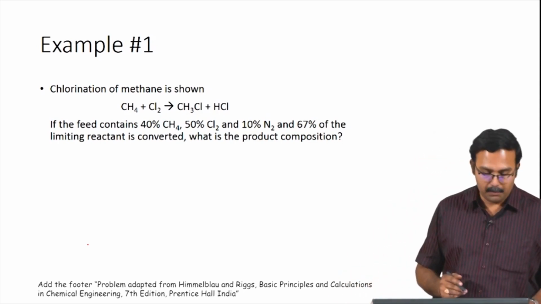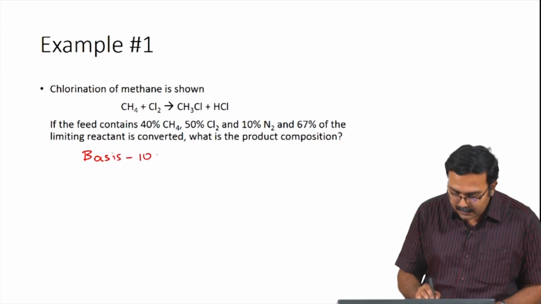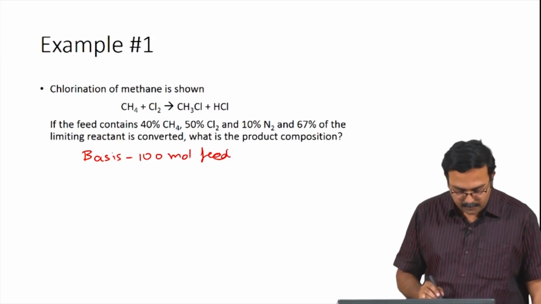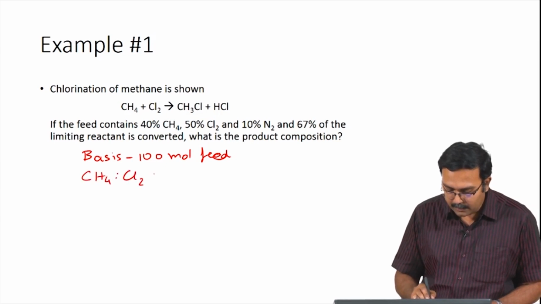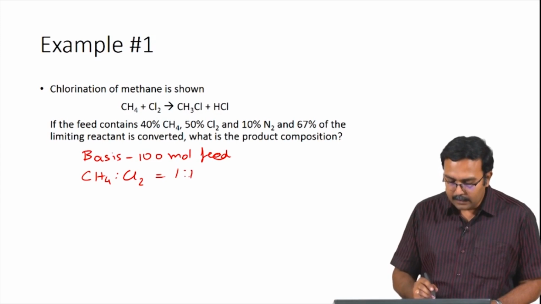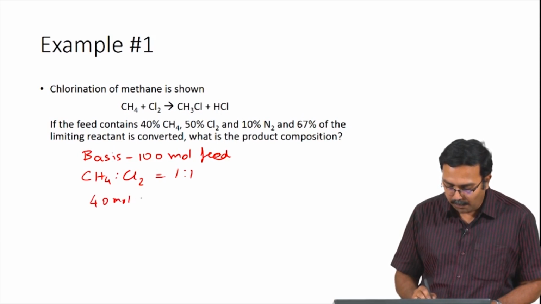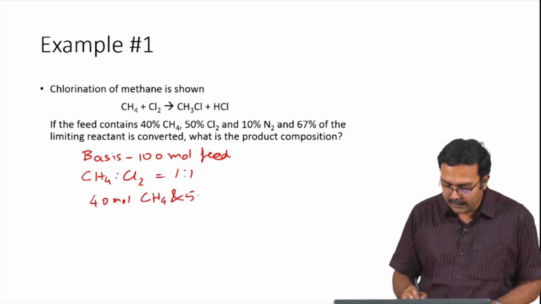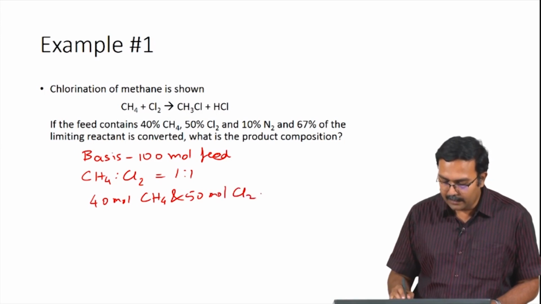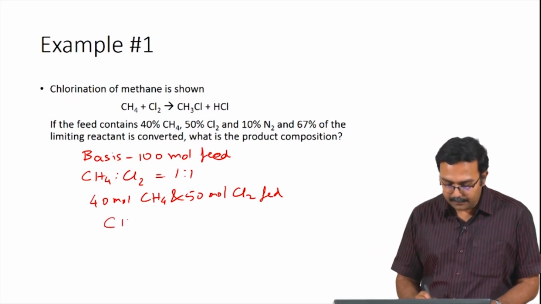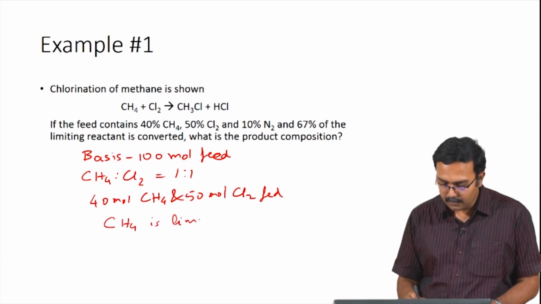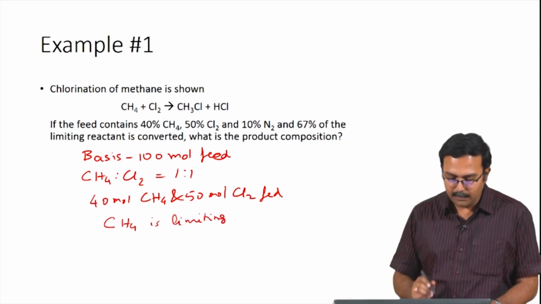So, let us start solving this problem. The basis is identified as 100 moles of feed, and we know that the stoichiometric ratio of methane to chlorine is 1:1. Based on the basis we have, we can calculate that 40 moles of methane and 50 moles of chlorine are entering the system. So, this implies that methane is the limiting reactant, as it is provided at a lower stoichiometric amount.